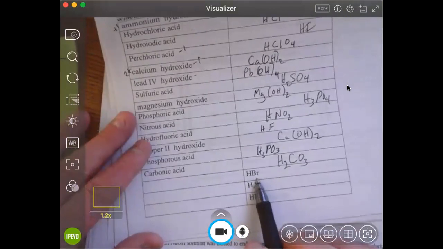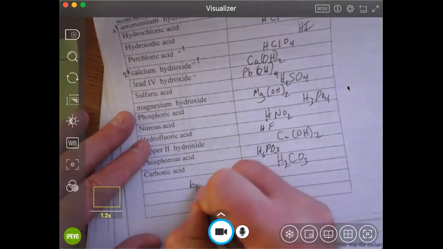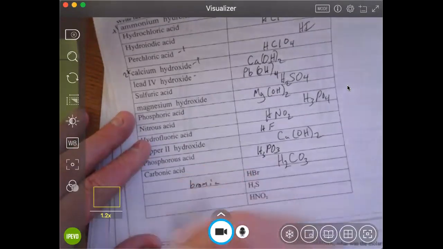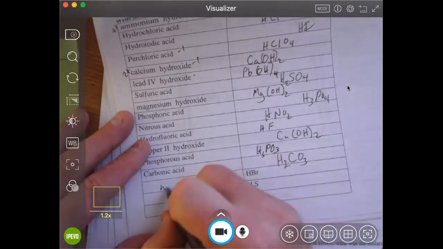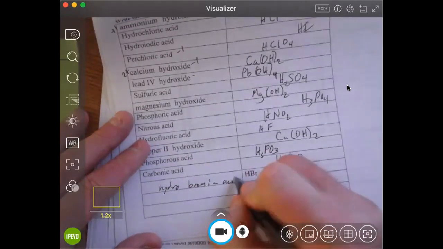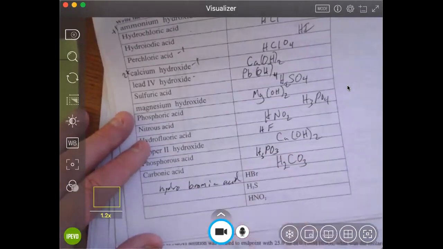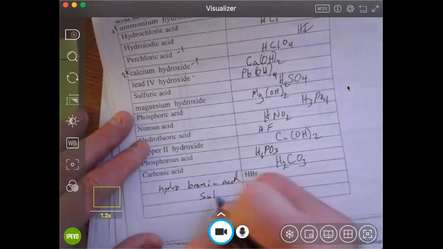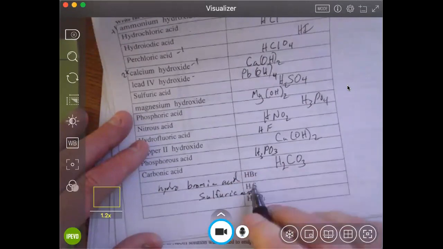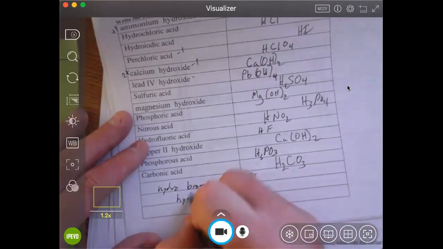Then we have HBr, so that's bromide. So that becomes bromic. And since there is no oxygen here, that is hydrobromic acid. H2S, that's sulfide. So it becomes sulfuric. No oxygen means we have a hydro there.